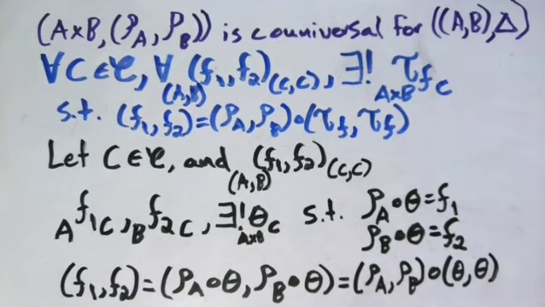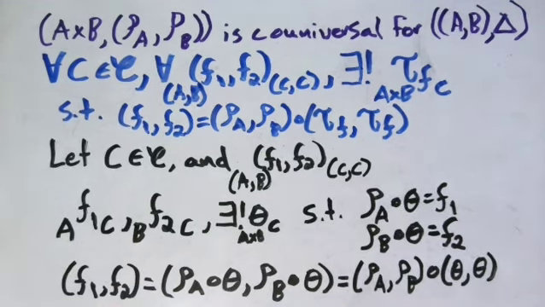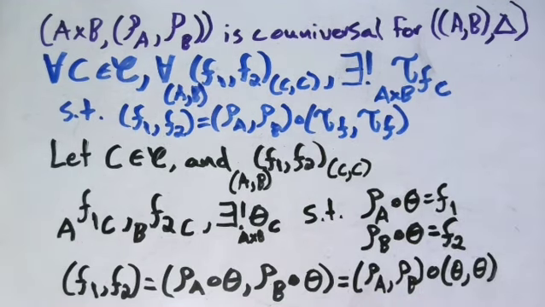If we replace tau f by theta, this unique mediating morphism created by the categorical product, or not created, but guaranteed to exist by the categorical product of A cross B in the category C, then this equation is satisfied, as we see here. F1, F2 is equal to row A, row B after theta, theta, where tau of f is replaced by theta.